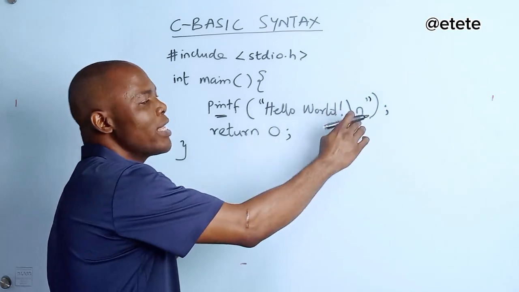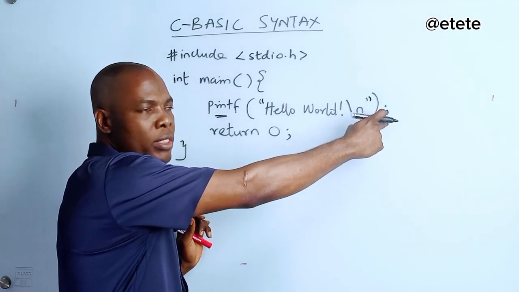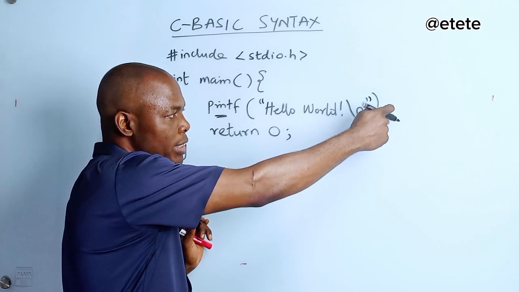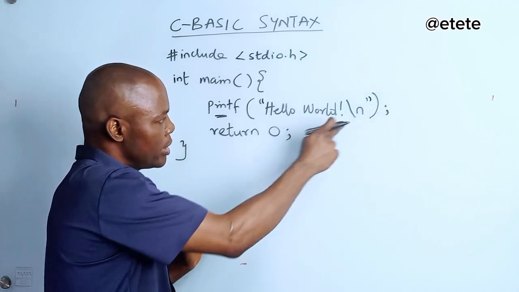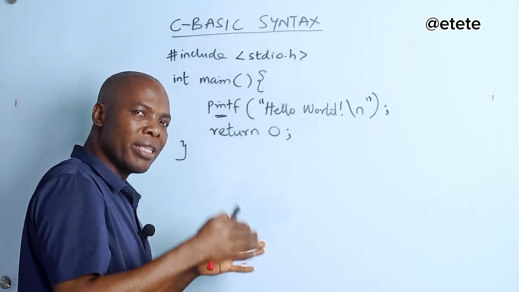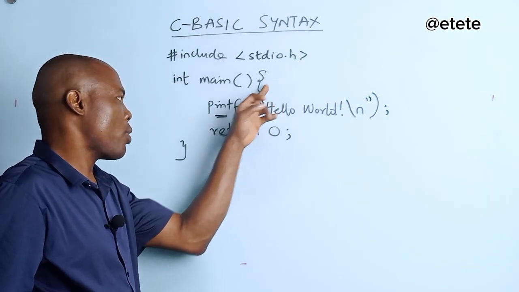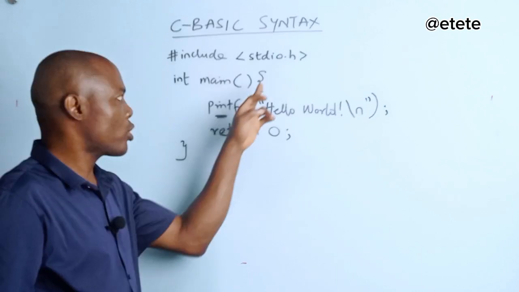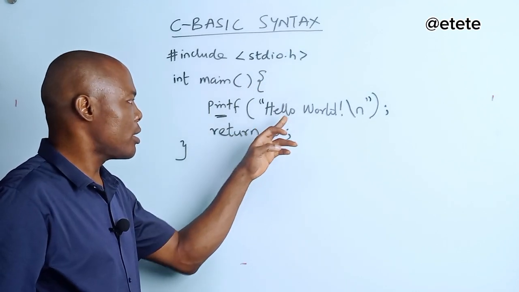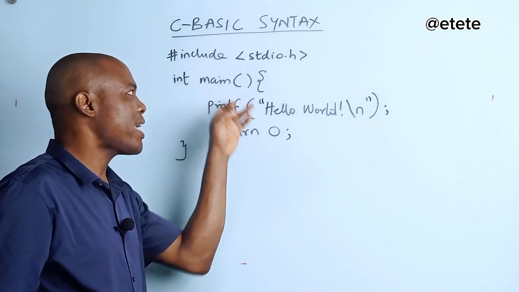And then every statement must always end with what? With a semicolon. This is a statement. This is a statement. So having multiple statements in one section will require what? The curly bracket. So this curly bracket is the reason why you are able to put these two statements inside this main function.